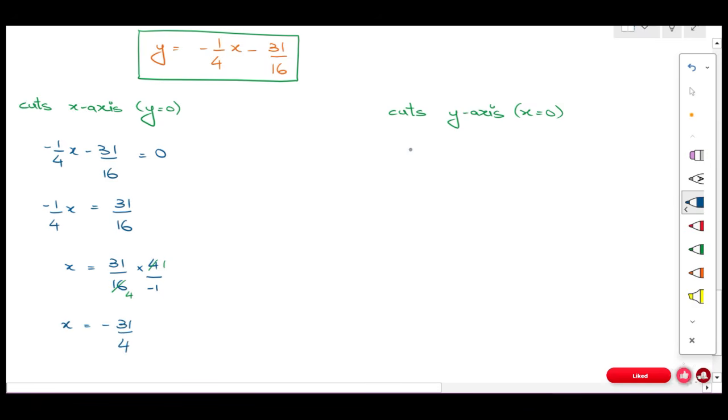Same, when the x component is 0, y equals minus 1 over 4 times x coordinate 0, minus 31 over 16. So here y equals minus 31 divided by 16. So x is this term, sorry, and y is this. Now these are the points P and Q.